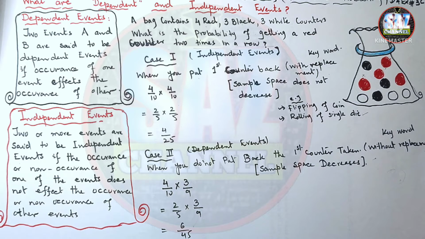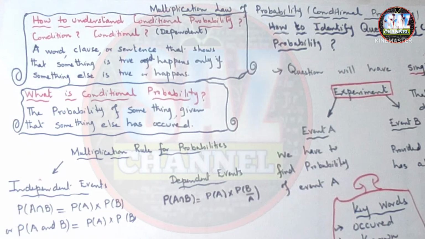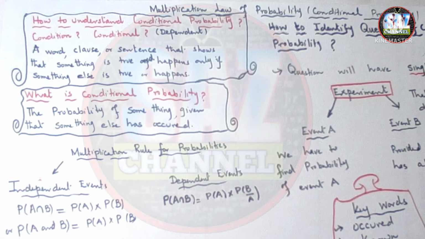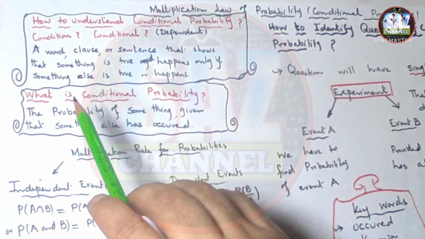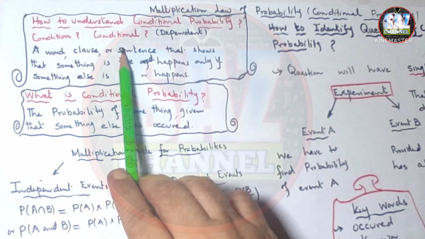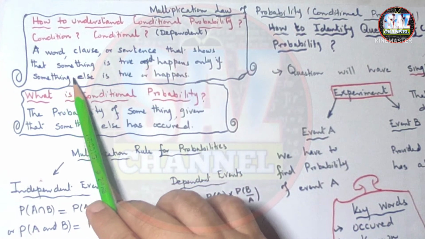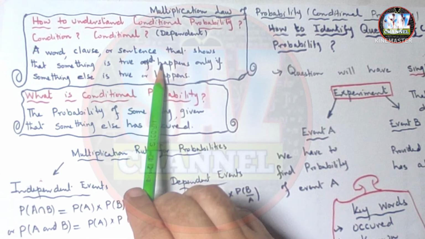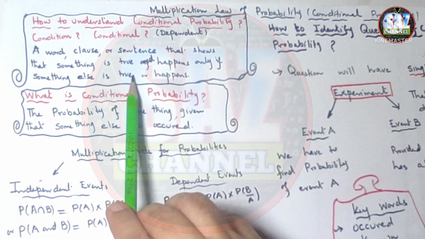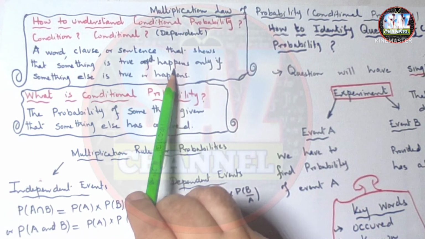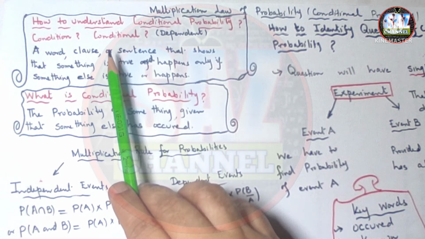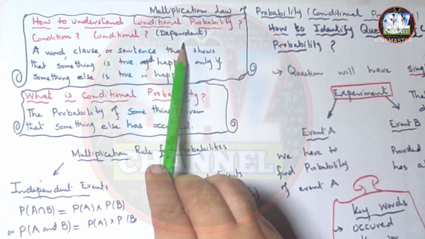And now moving to conditional probability, let's understand what conditional probability is. First of all, it's really important to understand the meaning of the term condition or conditional, and how to understand conditional probability. Condition or conditional means a word, a clause or sentence that shows that something is true and happens only if something else is true or happens. So the other way of understanding the word condition or conditional is dependent.